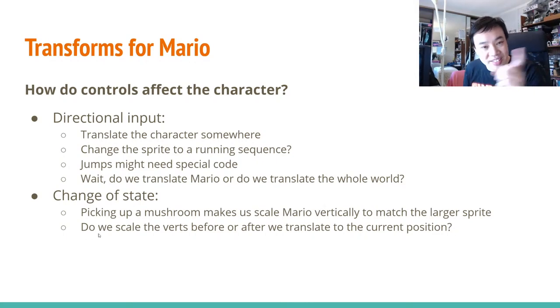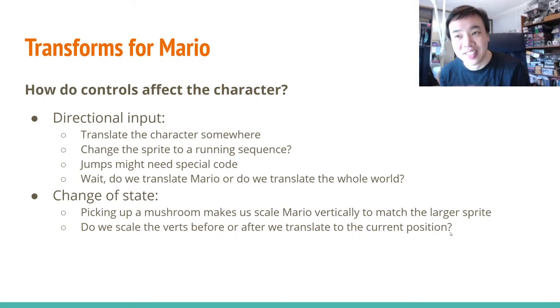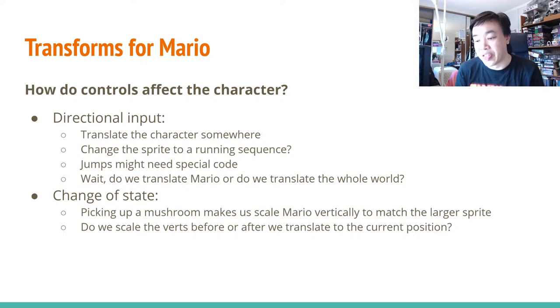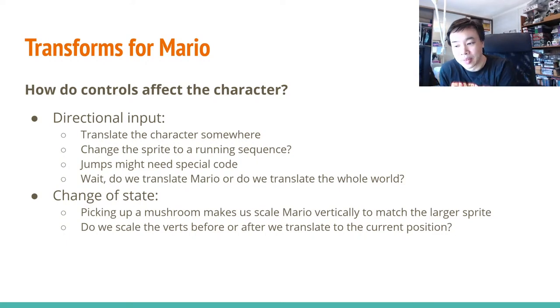And also, this is something that we've already kind of covered. Are we going to scale the verts before or after we translate Mario to whatever position Mario is in? If we were to translate Mario into a position that is nowhere near the origin, and then we scale, what we're going to end up with is the whole of Mario is going to move vertically and stuff like that. So we do need to make sure that our transforms are going to work correctly for this kind of thing.